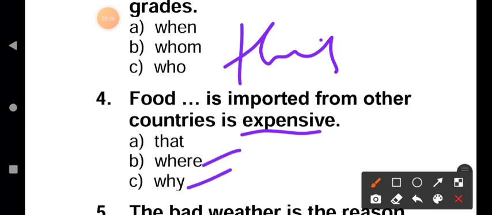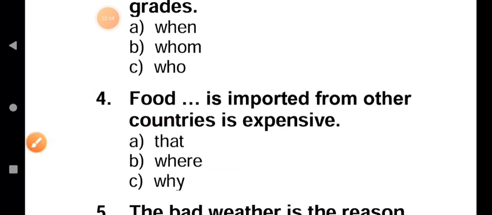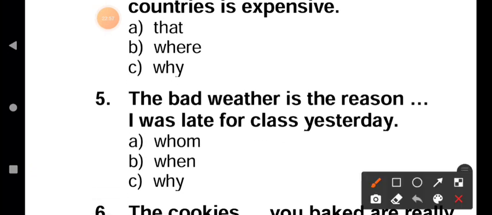And the correct answer for the fourth, the food, we should use the definite article. A particular food we are talking about. The food that is imported from other countries is expensive. Relative pronoun, the relative clause starts with that. That is the right answer. We should not use where and we should not use why. And then we go to the next question, fifth question.